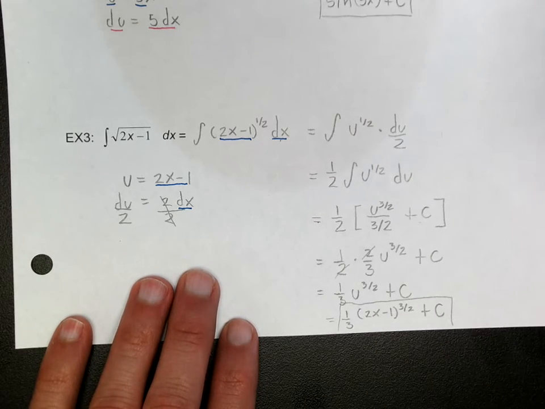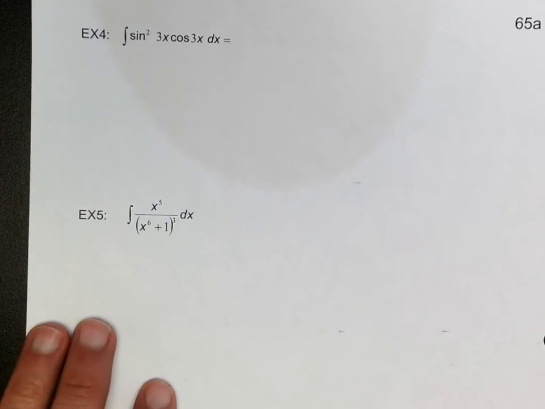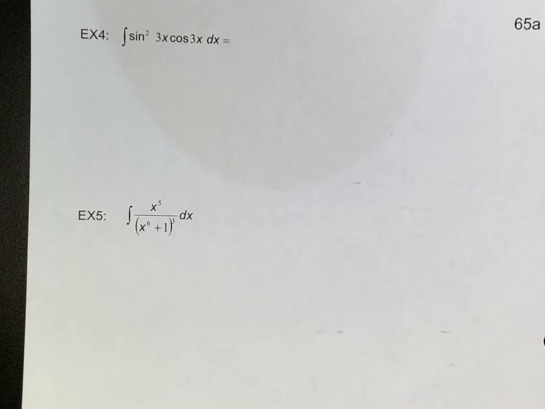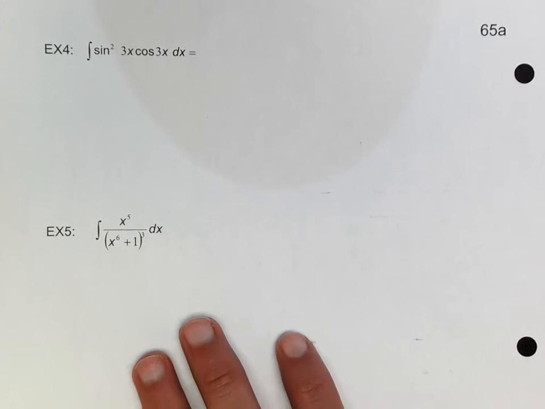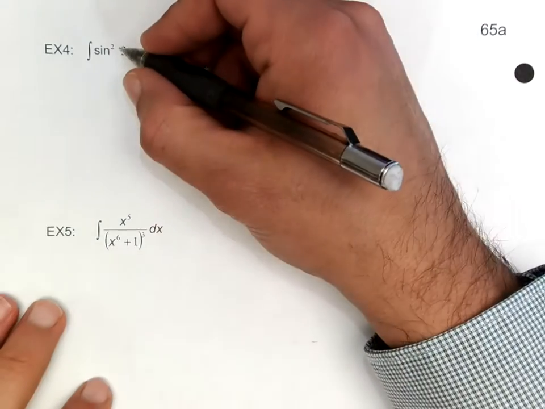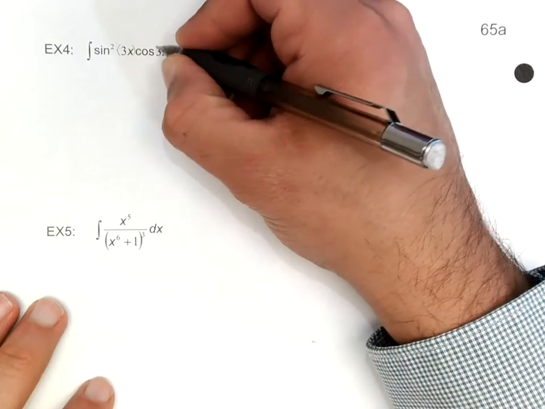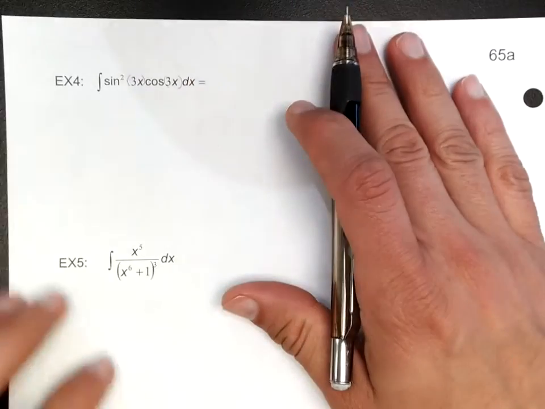Alright, let's go to example number 4 now. On this one it might be a little bit hard to tell what to make u. In order to figure out what a good choice for substitution is, at first I looked at the 3x and I thought, well, maybe it's just 3x. But if you notice, right here you have a sine squared 3x.